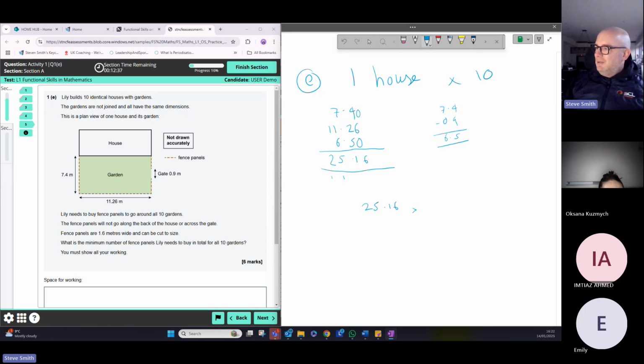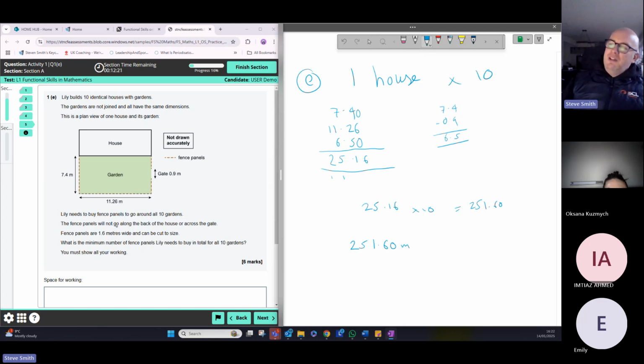Right, times by 10 equals 251.60. Okay, so now I know that if I'm going to do 10 houses, I've got to cover 251 meters and 60. So that's for 10 houses. Fence panels can be cut to size. So I just need to know how many times this number goes into that number. It might look quite straightforward.